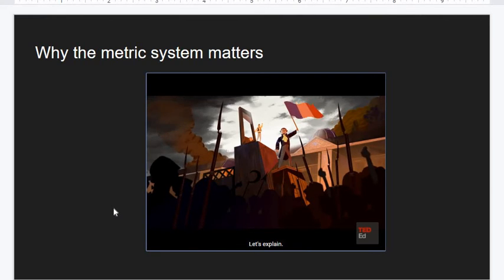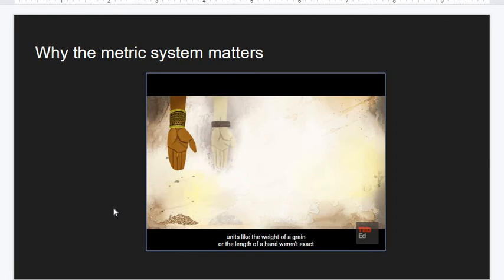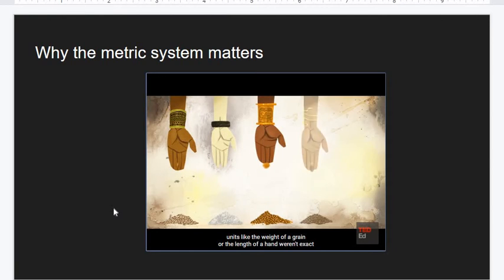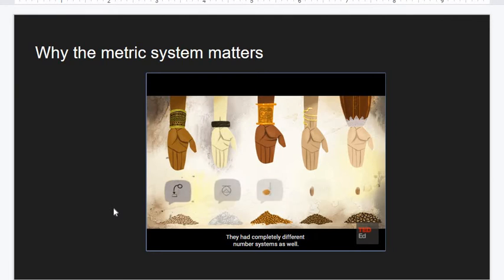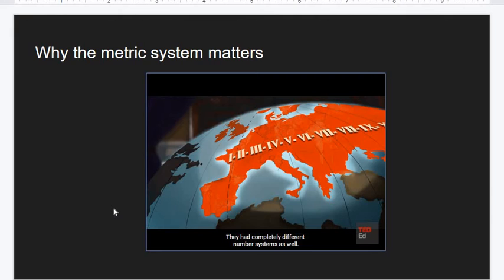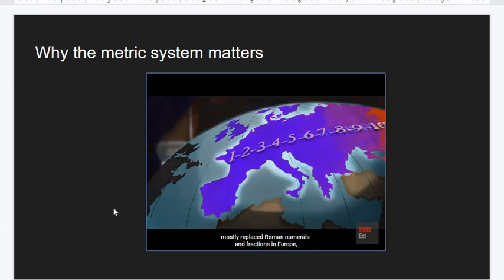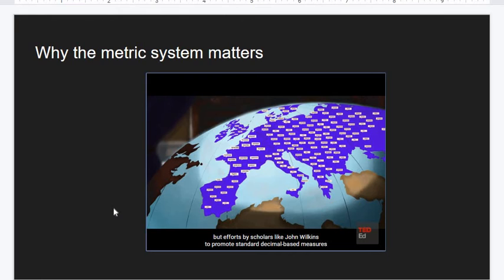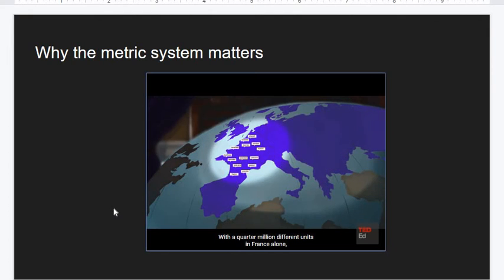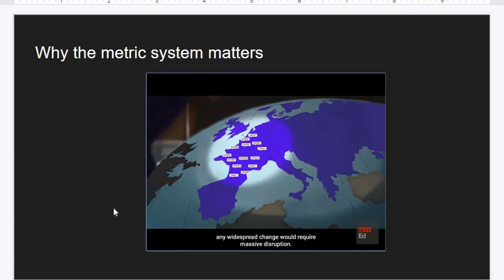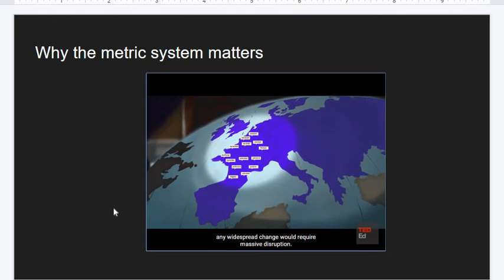Let's explain. For the majority of recorded human history, units like the weight of a grain or the length of a hand weren't exact and varied from place to place. And different regions didn't just use varying measurements, they had completely different number systems as well. By the late Middle Ages, the Hindu-Arabic decimal system mostly replaced Roman numerals and fractions in Europe. But efforts by scholars like John Wilkins to promote standard decimal-based measures were less successful. With 250,000 different units in France alone, any widespread change would require massive disruption.